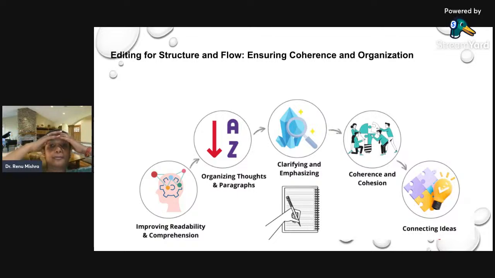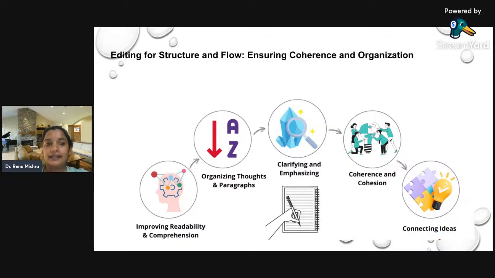Now, connecting ideas is the last one. How we are connecting here: data collection, sample. With this sample, we collected data. Now, why with this sample did we collect data? We have to justify. We are connecting the ideas.